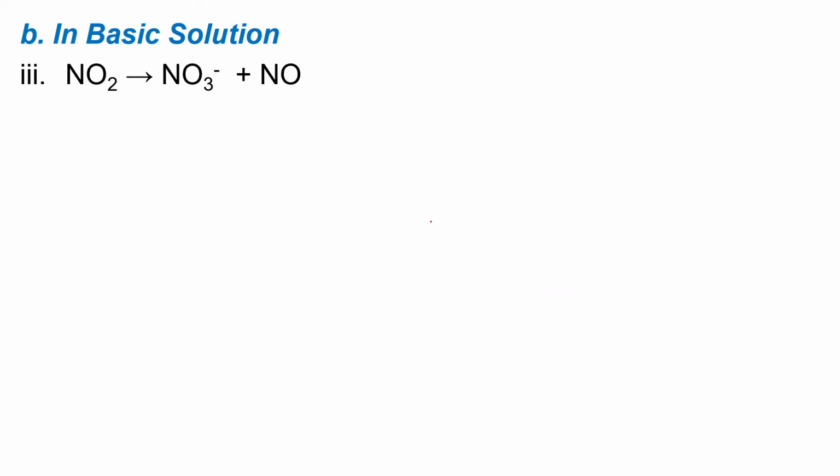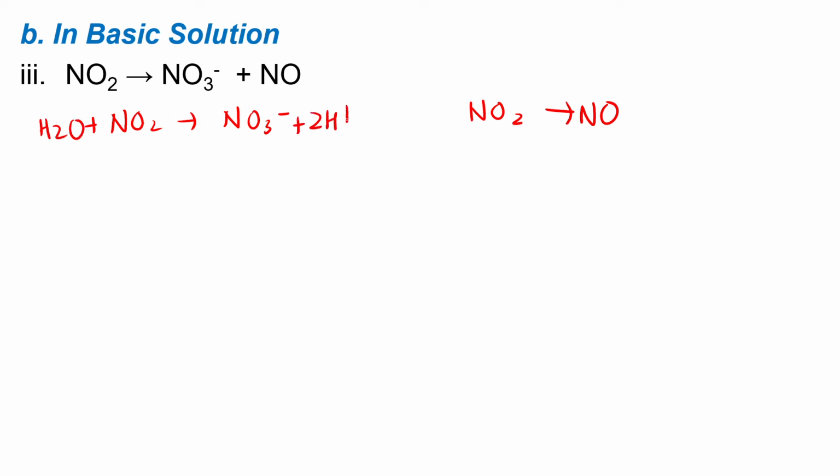And last one, so NO2 produce NO3 minus, NO2 produce NO. So 3O, so we add H2O, 1 H2O, so we have 3O, then we add 2H plus. So 0 charge, negative 1, positive 2. So total positive 1 on your right hand side, so plus 1 electrons.